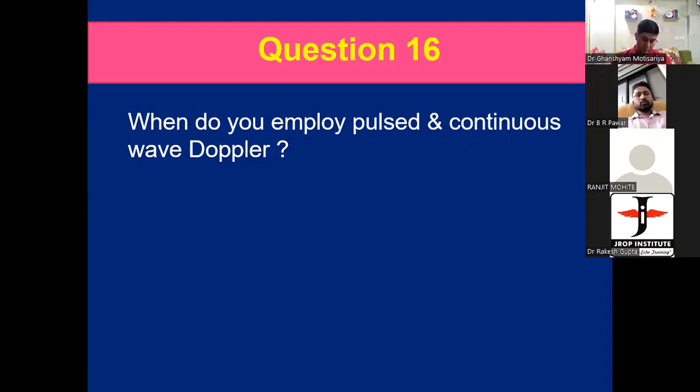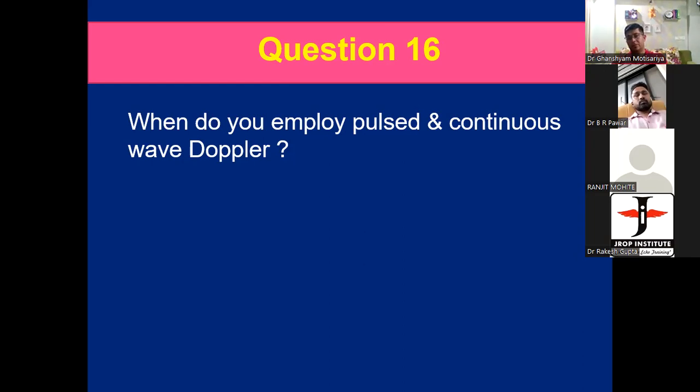So pulse wave Doppler is used in normal valves and vessels, and continuous wave Doppler is used in regurgitant and stenotic or shunt pathology. Why do you use continuous wave Doppler in stenotic shunt pathologies? Because we need a continuous flow to assess the shunt, sir. Flow will be continuous even if it's a shunt, even if it's a mitral valve.